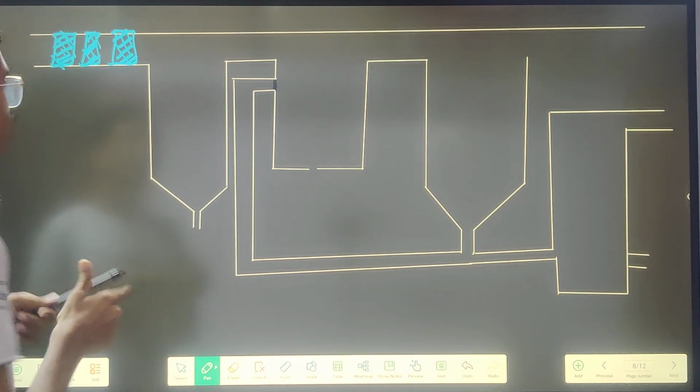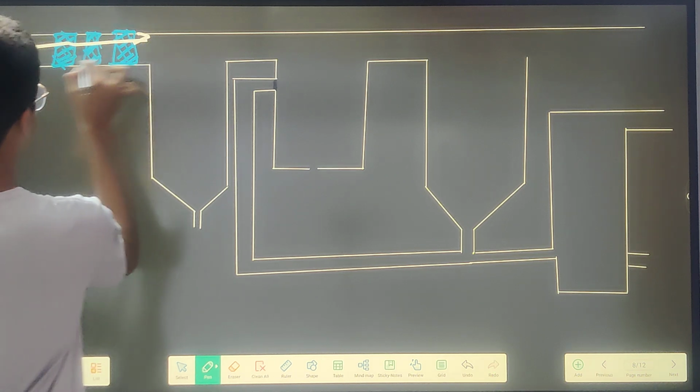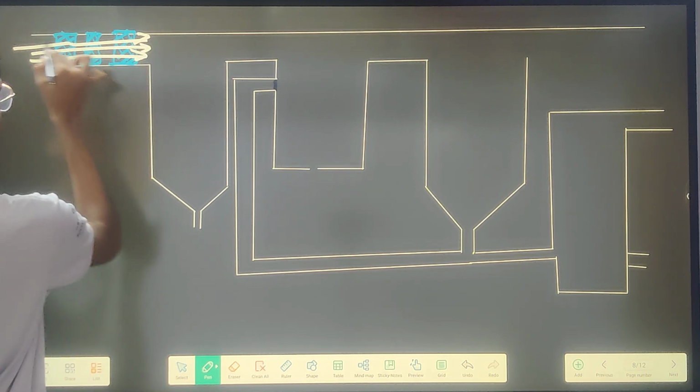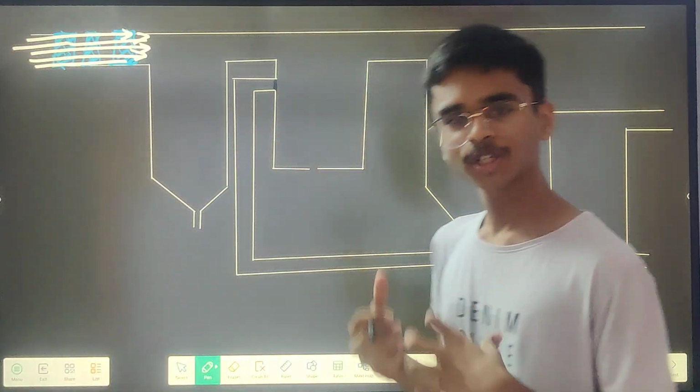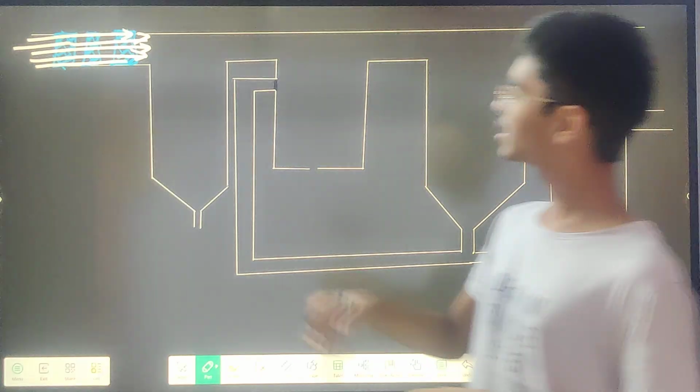Like this, there are going to be 3 different screens. First, water is going to come in, and it is going to be filtered. So water is going to come in. These 3 screens are going to filter it out.